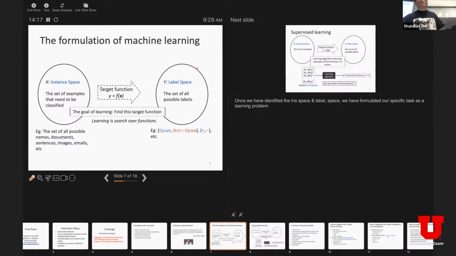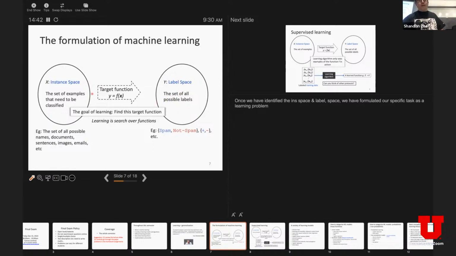If you want to do multi-class classification, like tagging a news document, it could be entertainment, political, military, finance, all kinds of stuff. It can be multiple. It might have multiple tags. Those tags constitute Y, the label space.